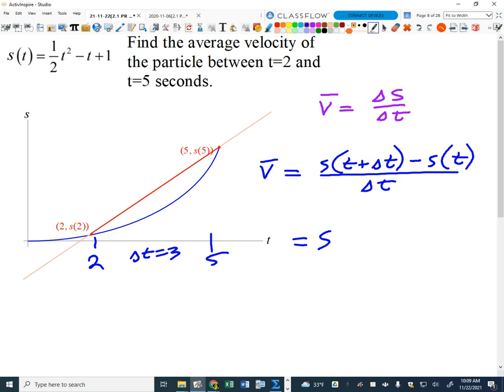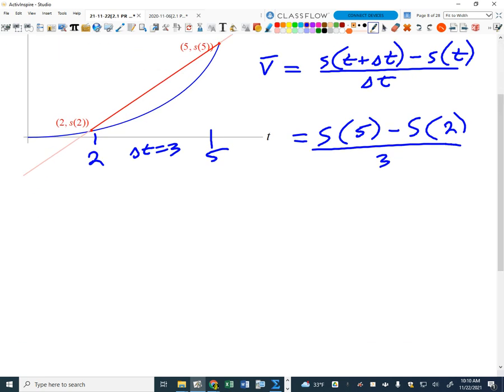We could plug in specific values now if we wanted to, right? So we could say 2 plus 3 is 5, so S of 5 minus S of t, which is 2, divided by delta t, which is 3. Okay? And that's going to give us our average rate of change based on this function up here that we have, right? Okay, so Gabe, what's that going to end up being?